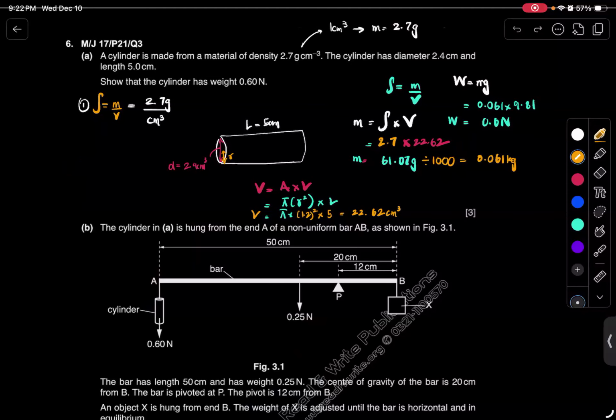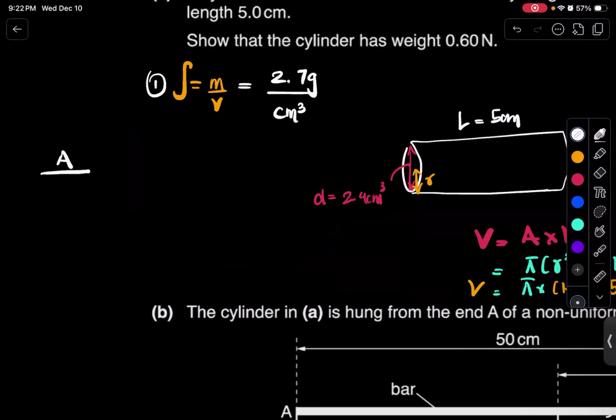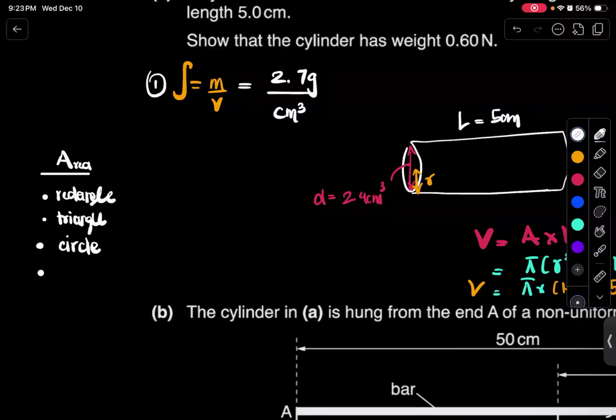In fact, I'll write that down. Which areas do you need to remember? For area, the basics: rectangle, triangle, and circle, which is very important. Other than that, that's basically it.